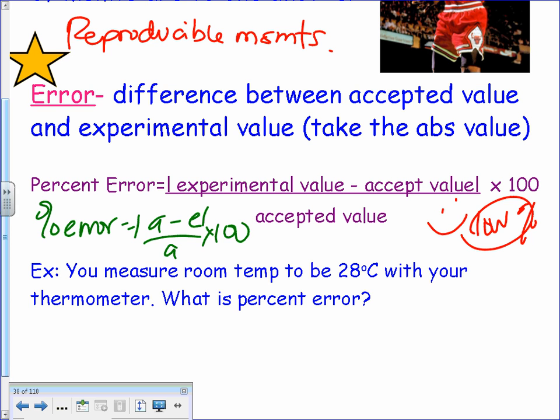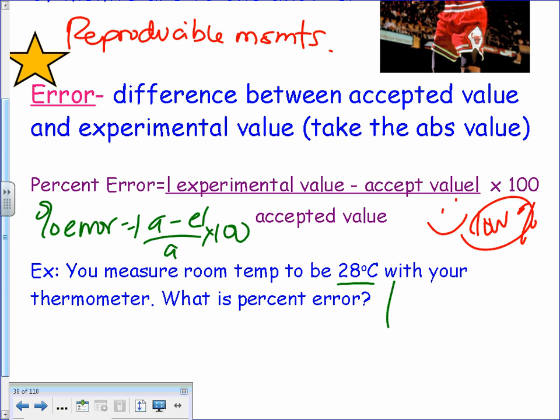So let's look at this. And this requires you to remember what room temperature is. So you measure room temperature to be 28 degrees Celsius with a thermometer. What is the percent error? Is that the percent error, or is that the error? So tell me how I calculate percent error.